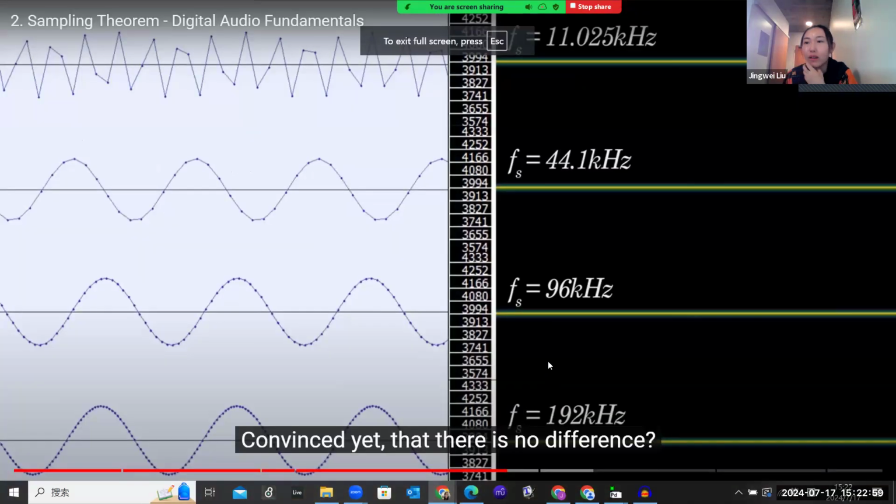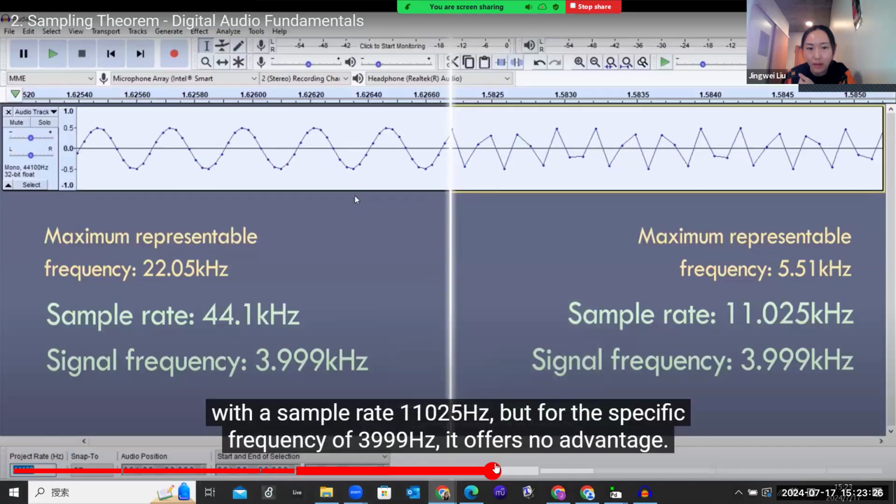But I think the fascinating thing, and I really encourage you to try this out by yourself using Audacity, is that you can choose some frequency lower than half of the sampling rate and increase the sampling rate. Whatever the waveform looks like, what you hear will be exactly the same. Those tunes are exactly the same. Let me play this again.